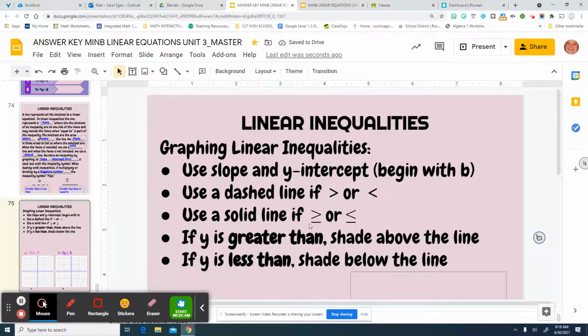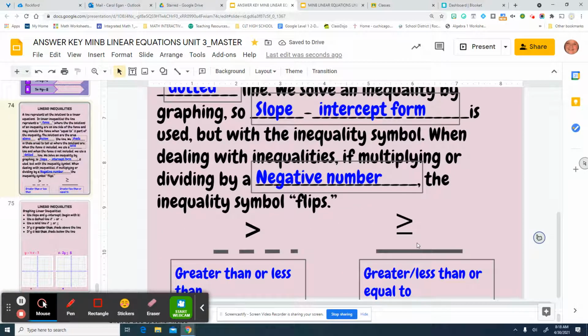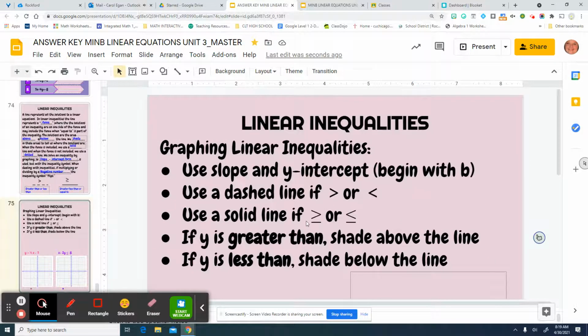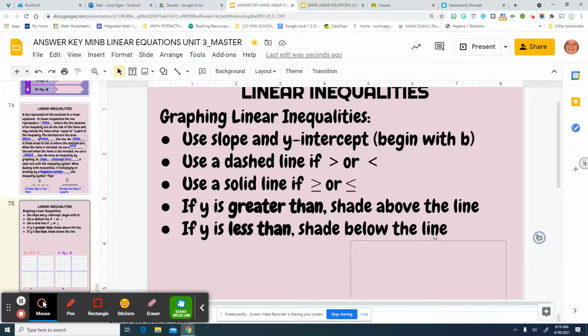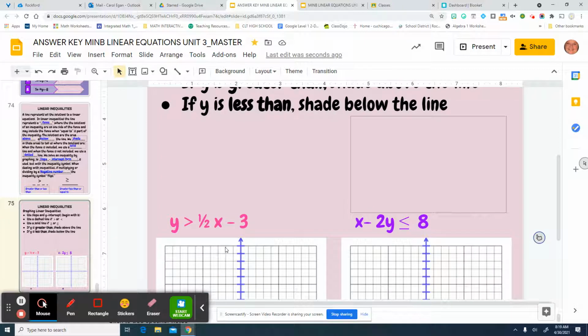Okay. So that's kind of like the basics. Now we're going to talk about how we execute it. We're going to work through some example problems. So, graphing linear inequalities: use slope and y-intercept. Just like we graph a regular line, we're going to begin with b and use slope to move and find additional points. Use a dashed line if we have greater than or less than, a solid line if it includes the equal to part. If y is greater than, you shade above the line. If y is less than, you shade below the line.